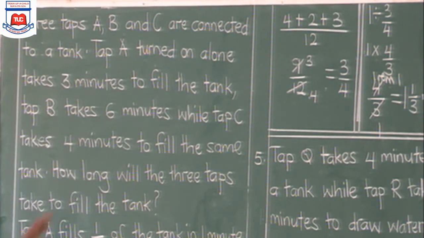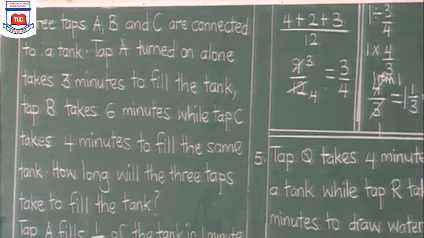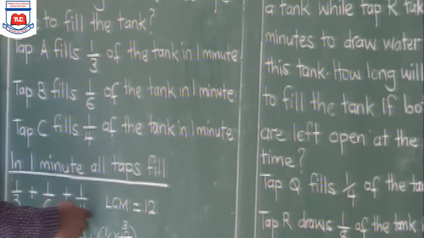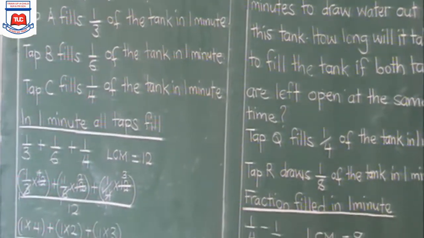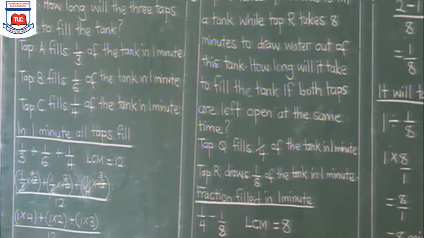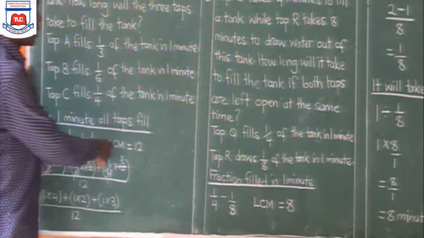Now, what are they all doing? The main verb here is filling. Filling is like adding more water onto what is already in existence. Therefore, you apply addition. You say in 1 minute, all the 3 taps fill a third plus a sixth plus a quarter. Why are we adding? All are filling. They're adding on to the original water in the tank. Look at the denominators we have: 3, 6, and 4. What's the LCM of 3, 6, and 4? The LCM is 12.